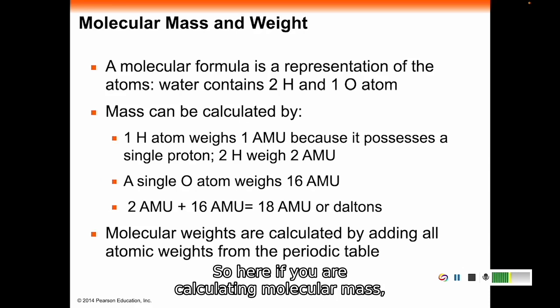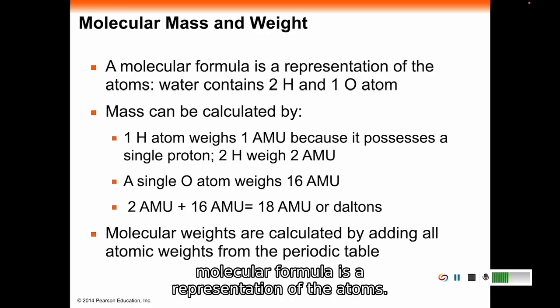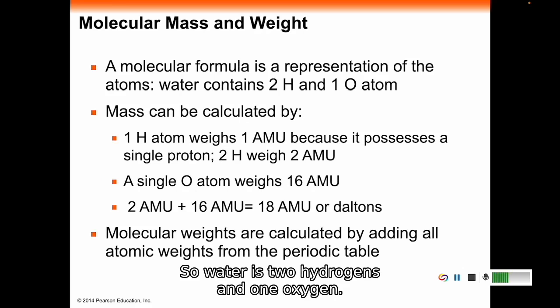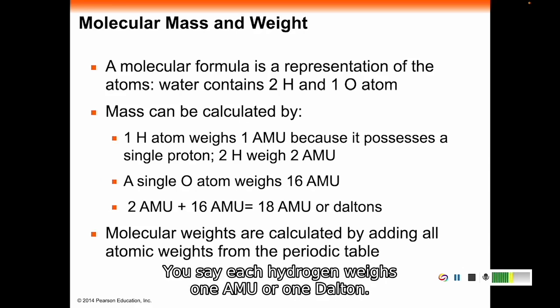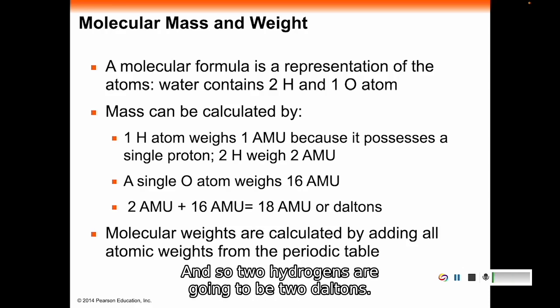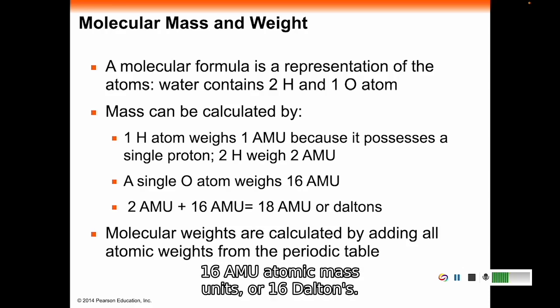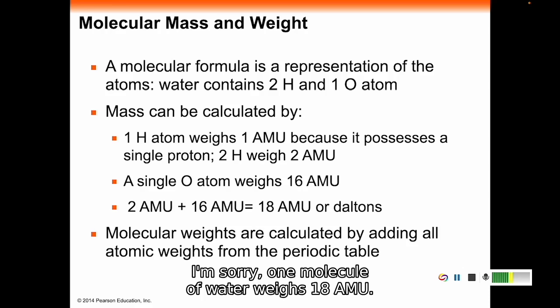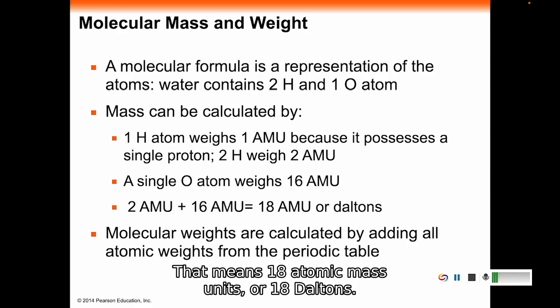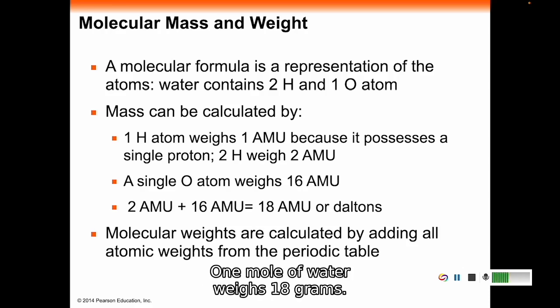So if you are calculating molecular mass, the molecular formula is a representation of the atoms. Water is 2 hydrogens and 1 oxygen. Each hydrogen weighs 1 AMU or 1 Dalton, so 2 hydrogens are going to be 2 Daltons. A single oxygen atom is going to be 16 AMU, atomic mass units, or 16 Daltons. 2 plus 16 is 18. So 1 molecule of water weighs 18 AMU. That means 18 atomic mass units, or 18 Daltons. 1 mole of water weighs 18 grams.